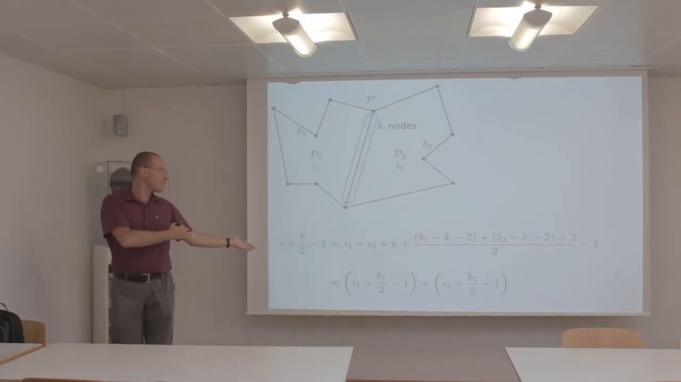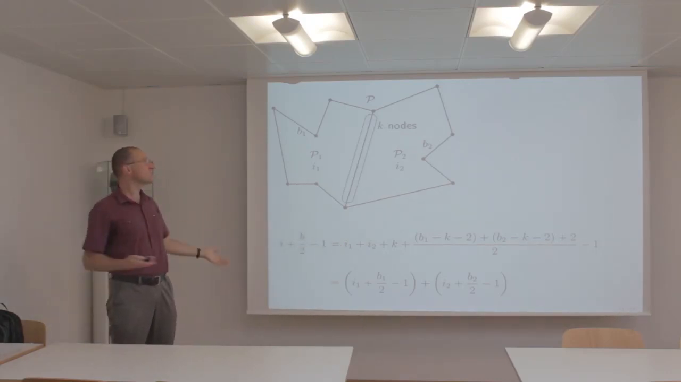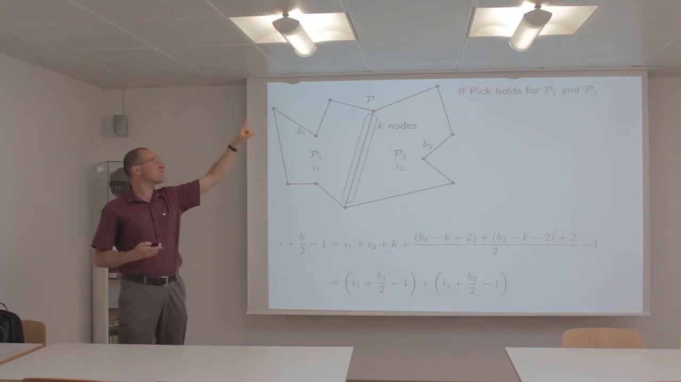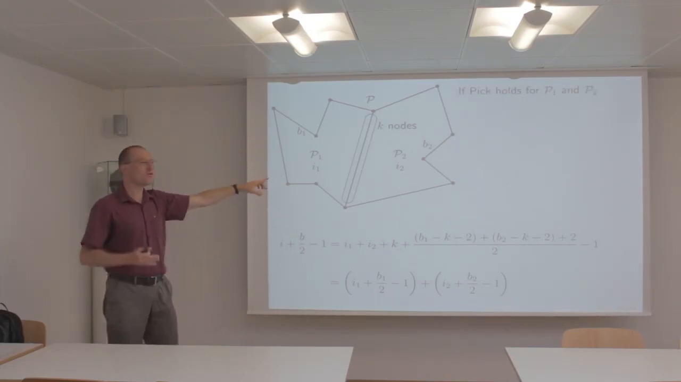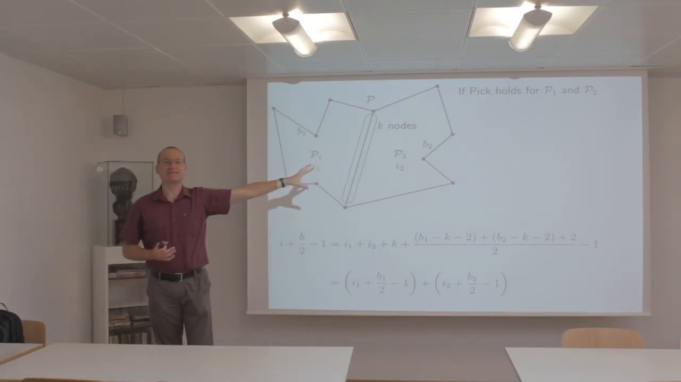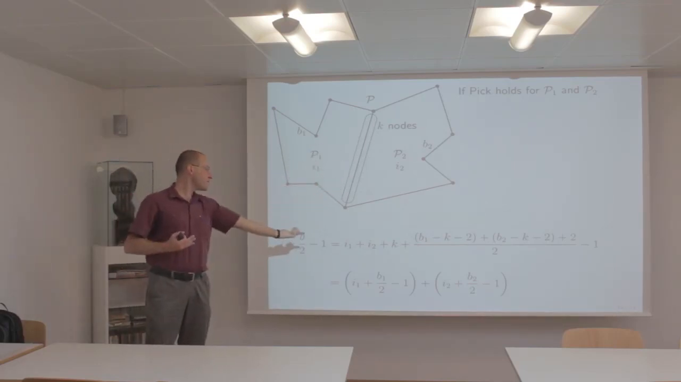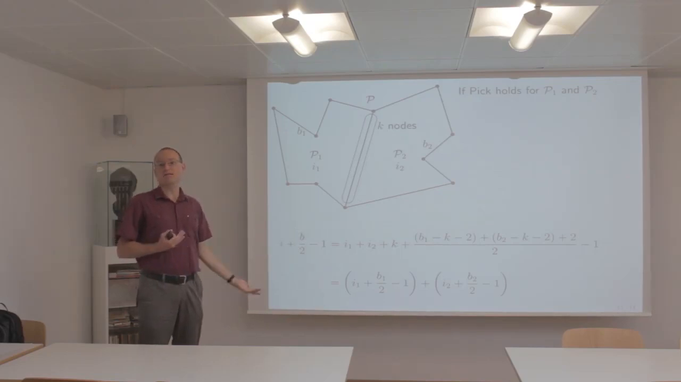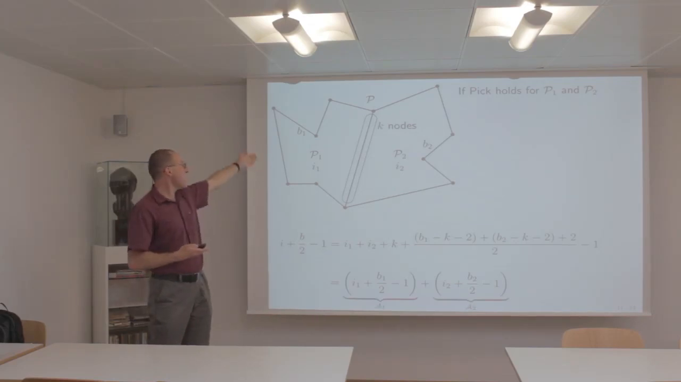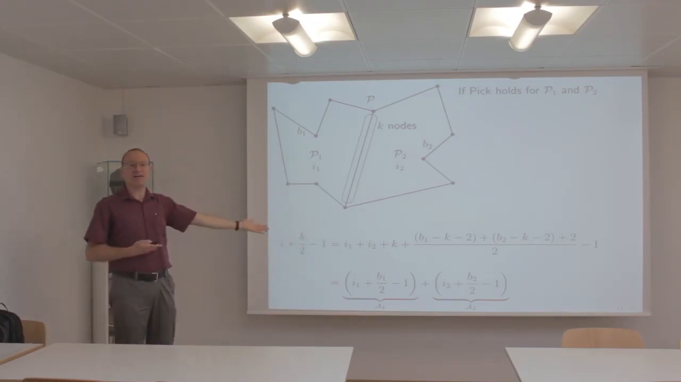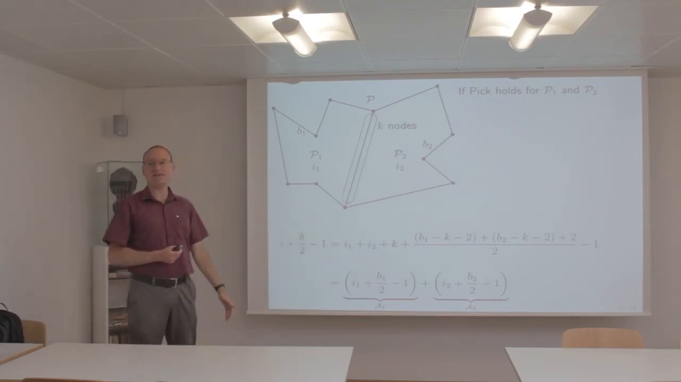We prove this equality, and now we just get the rewards. If Pick holds for P1 and P2, if the formula holds here and it holds there, what can you say? What can you say about the first bracket? If the formula holds for P1, what is the value of the first bracket? It's exactly the area A1. If Pick holds for P2, the second bracket is exactly the area of P2. That's what Pick's formula means, that these quantities are equal to the areas.